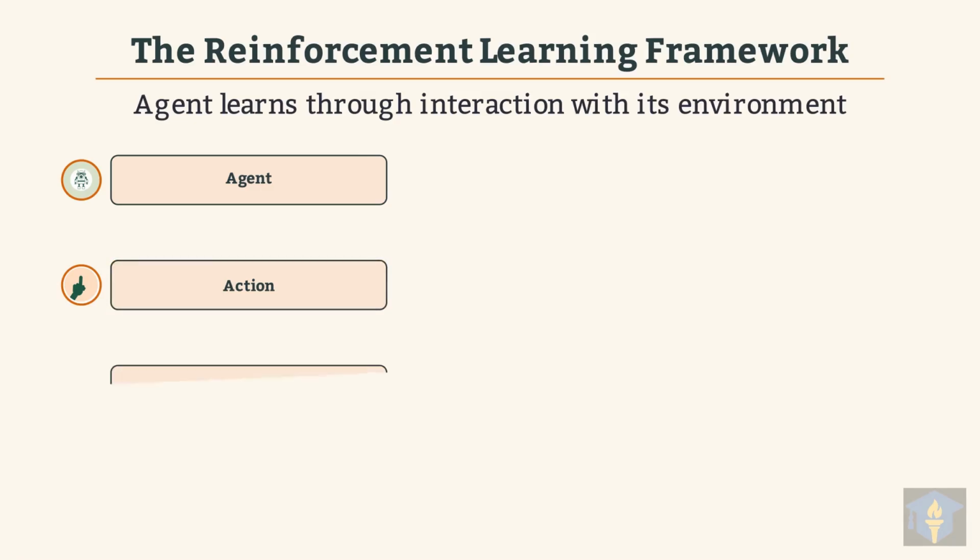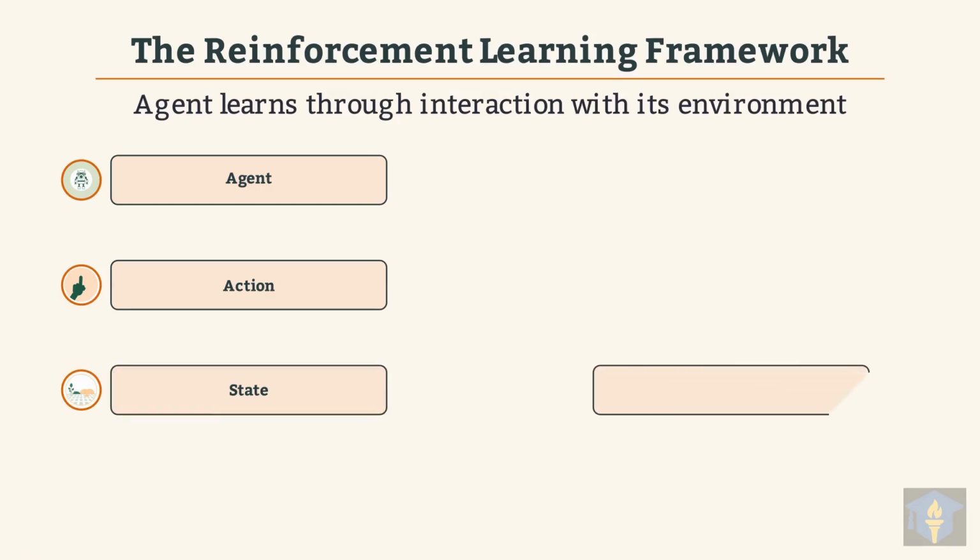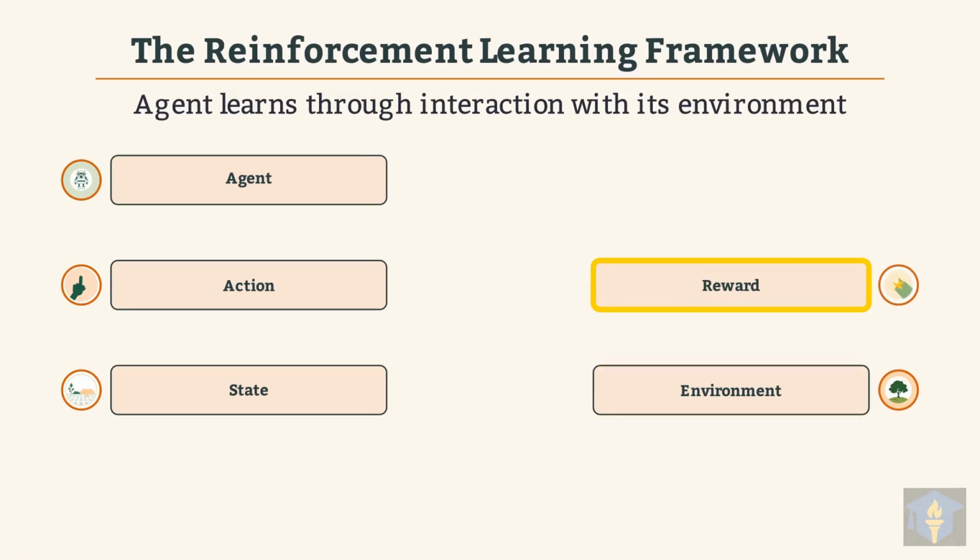The state describes the current situation or configuration of the environment at any given moment. The environment is the world where the agent operates, providing states and responding to actions. A reward is a feedback signal from the environment, indicating how good or bad an action was. The policy is the agent's strategy, defining how it chooses actions based on the current state.